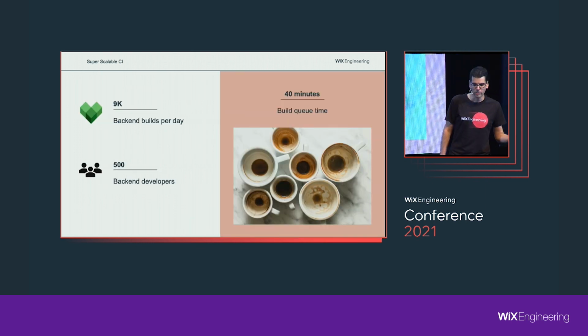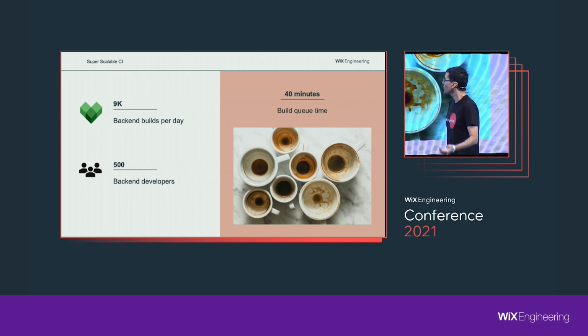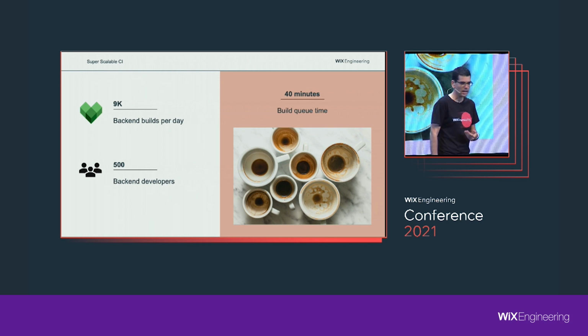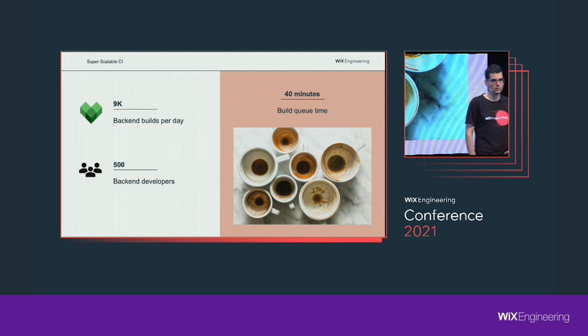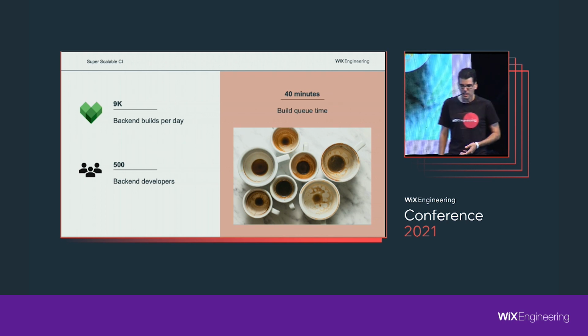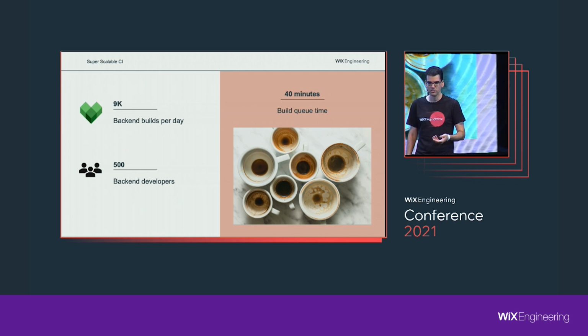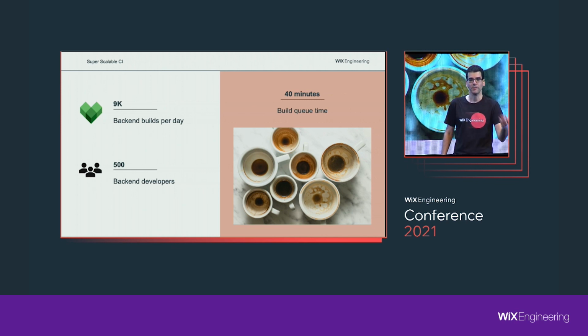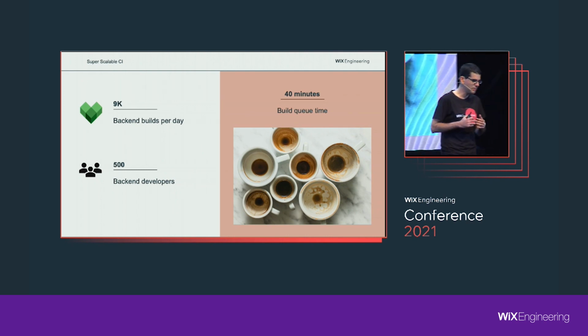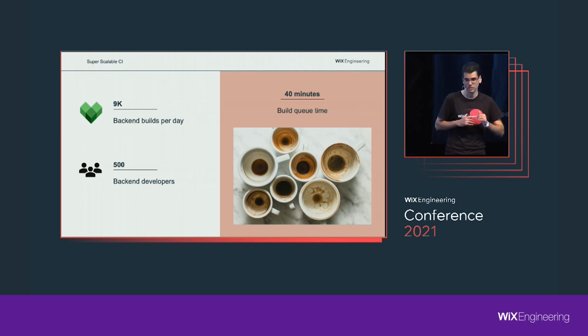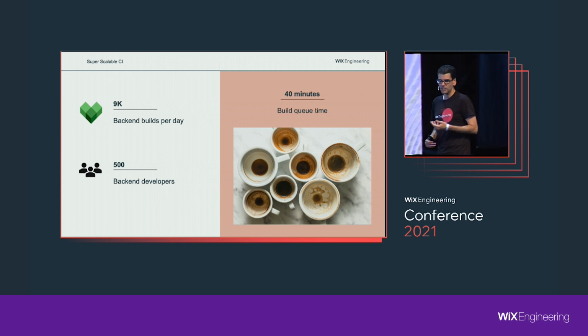We all know, and we saw earlier, that Wix is massively growing, right? In the backend guild alone, we are running around 9, now maybe even 10K builds per day. The number of devs just keeps on growing, and we're bound to have more and more builds in the near future. Now, the time that builds spend in queue before they're actually running is not great. And when I say not great, I actually mean pretty bad.